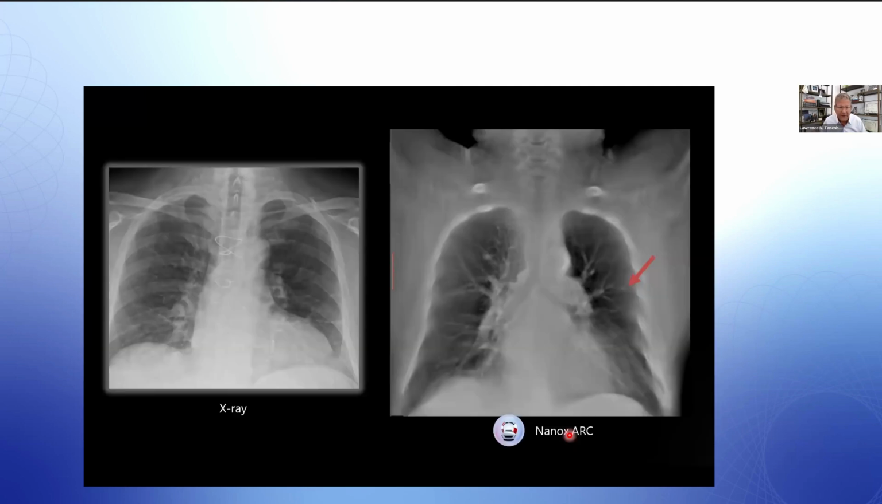Here you see an example, which illustrates the similar point. Not much to see on the chest X-ray, but you'll notice on the tomosynthesis device marked by the red arrow, there is a non-calcified nodule within the left mid-lung.